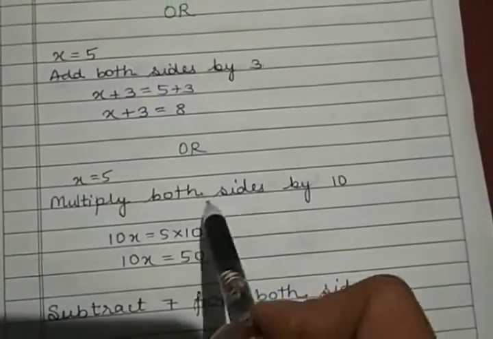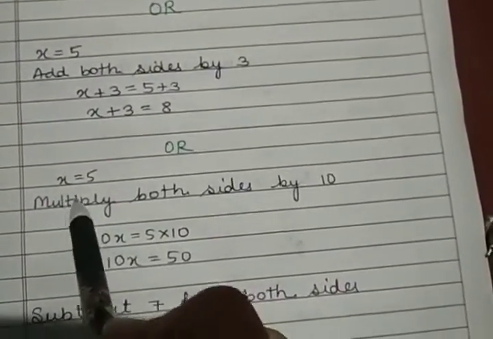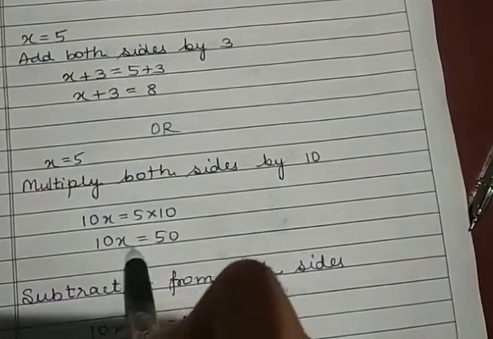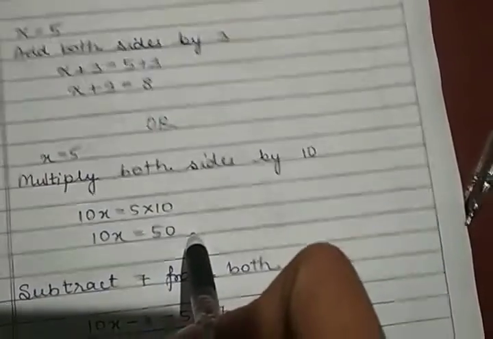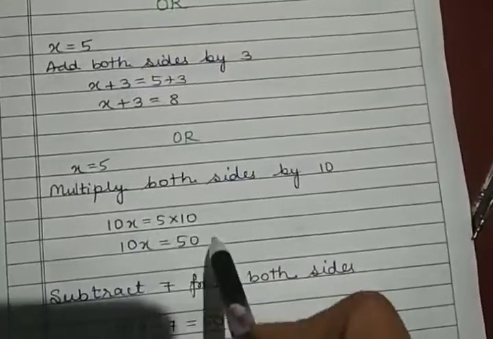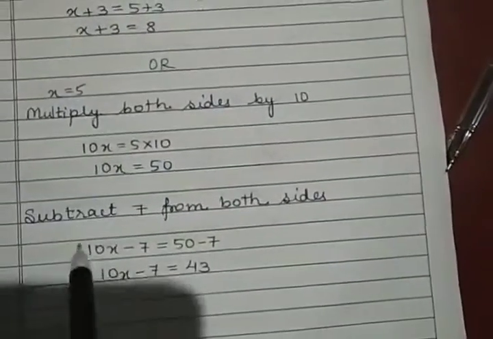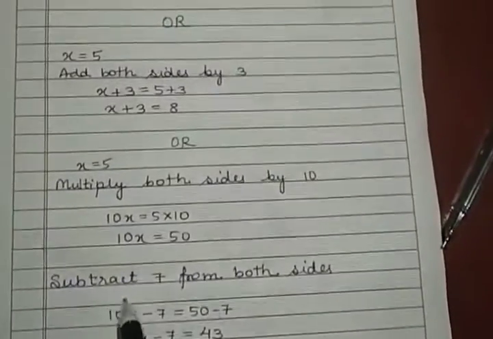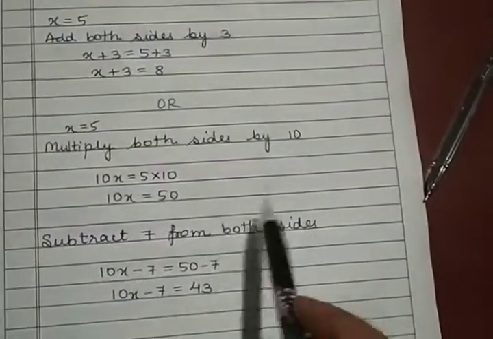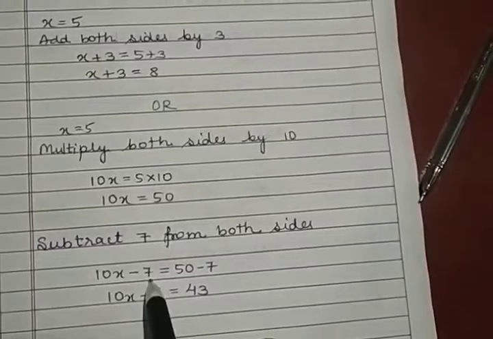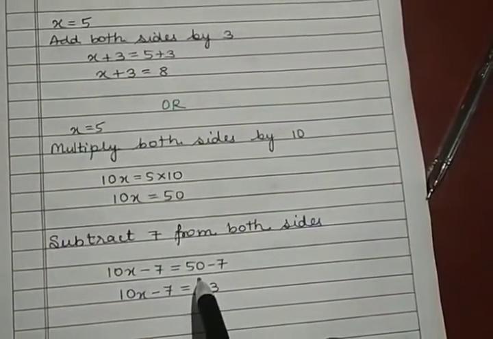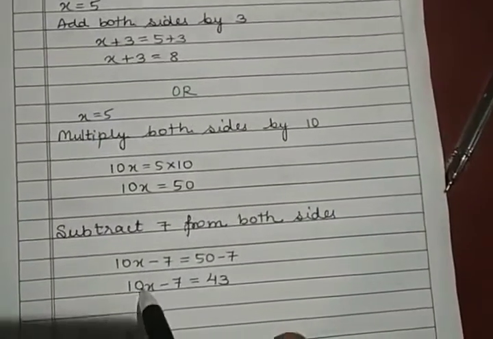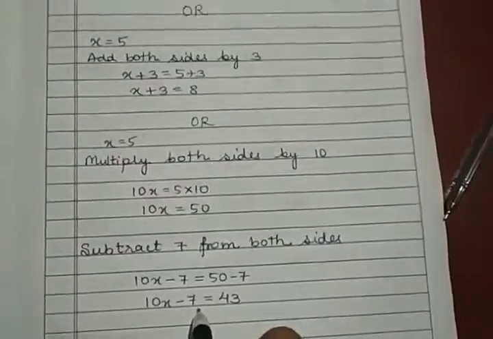This is another way you can do. Or you can do in another way, that is multiply both the sides by 10. So you get 10x is equal to 5 multiplied by 10. So 10x is equal to 50. Now I can stop here or you can continue. Subtract 7 from both the sides. So 10x minus 7 is equal to 50 minus 7. So you get 10x minus 7 is equal to 43.